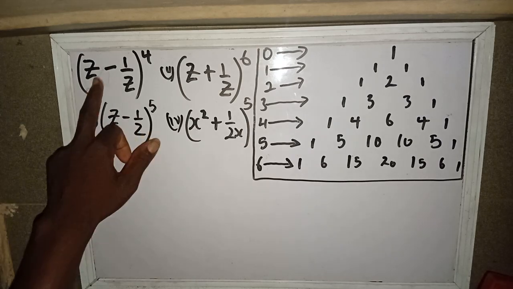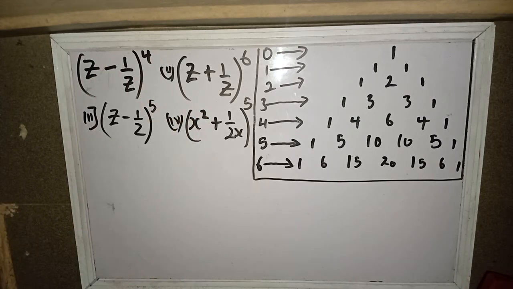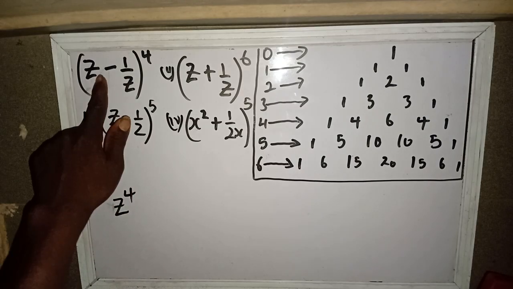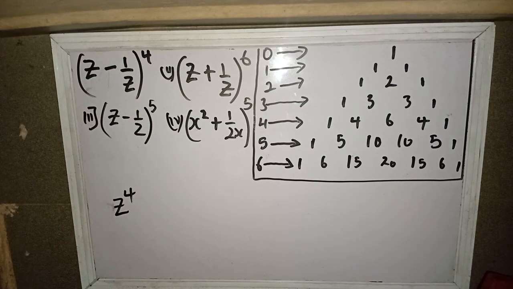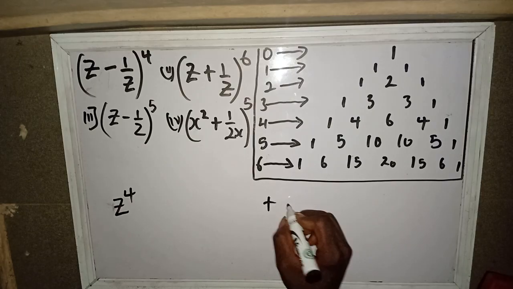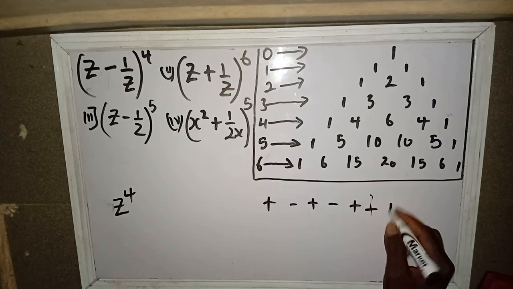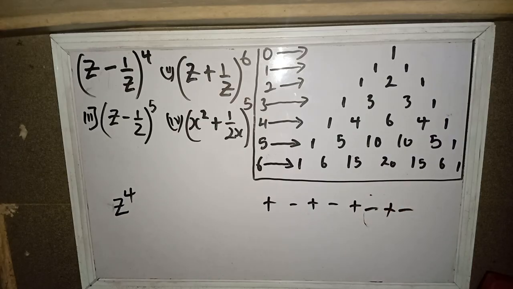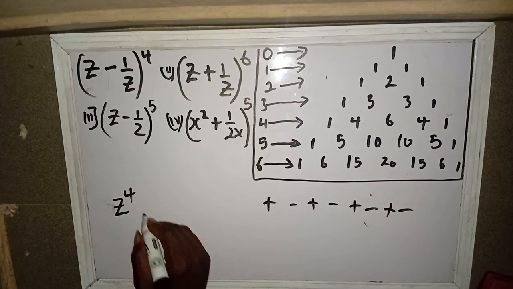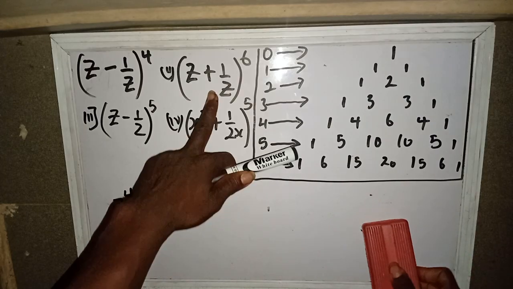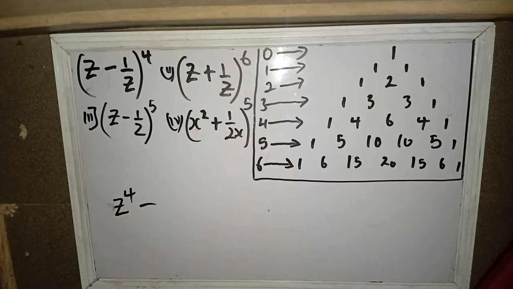Now the thing is that this power will be on z first. Whenever you have minus, this is the pattern you'll be following: plus, minus, plus, minus. The first one will be plus, the next one minus, the next plus, the next minus. But whenever you have plus, everything will be plus. Do you get that?